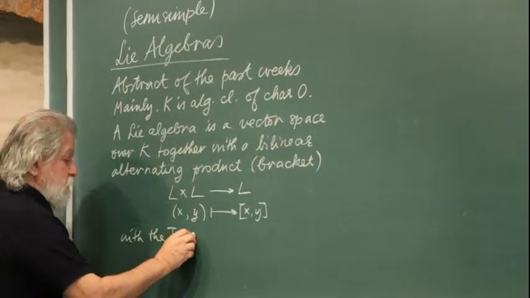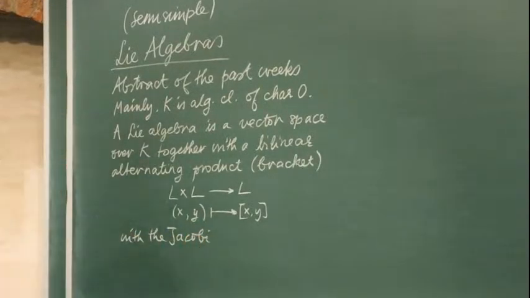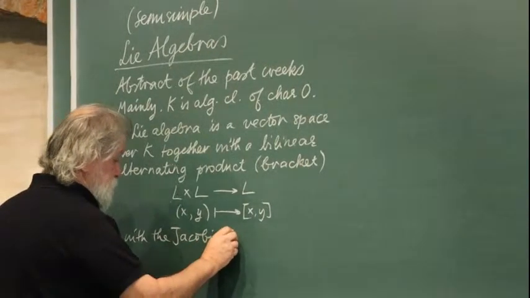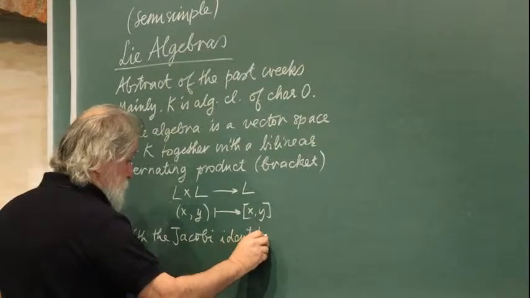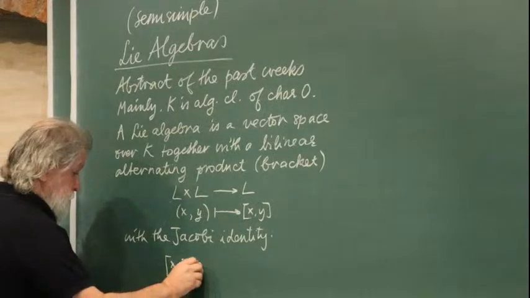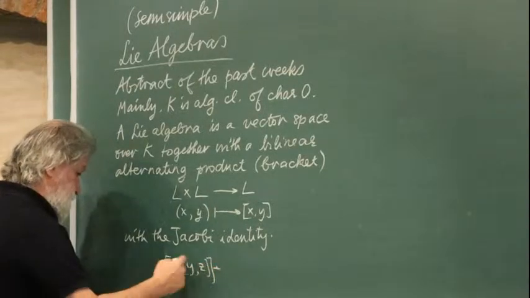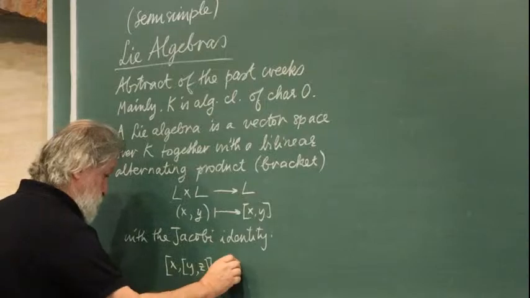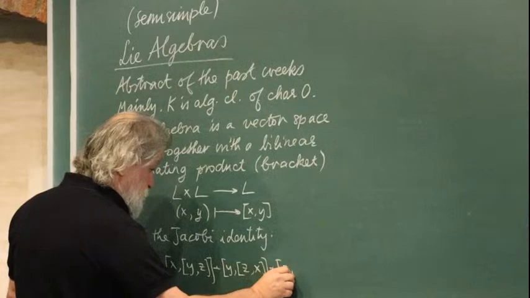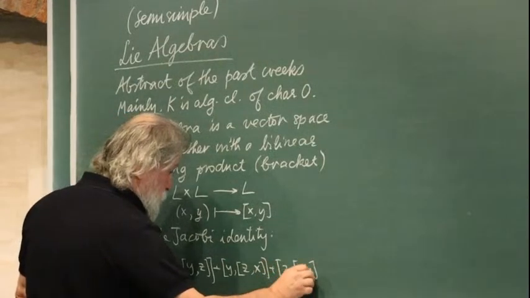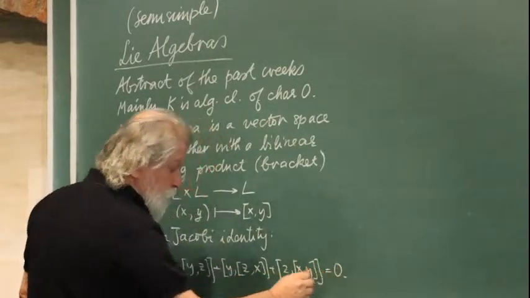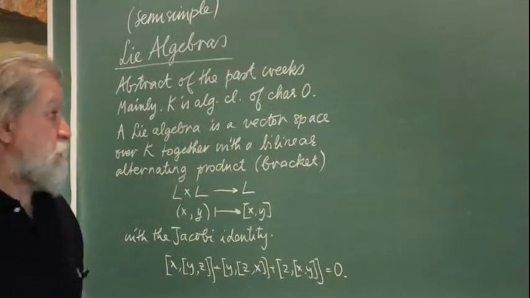So it is not associative, but there is some relation between products of x, y, and z with the Jacobi identity. It says [x,[y,z]], and then you cyclically change it, [y,[z,x]] plus [z,[x,y]] is equal to 0. Okay, examples.